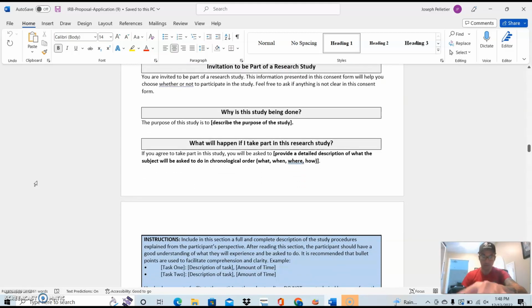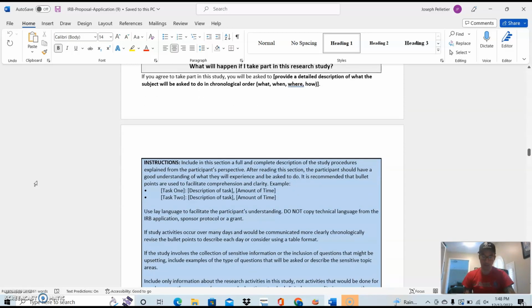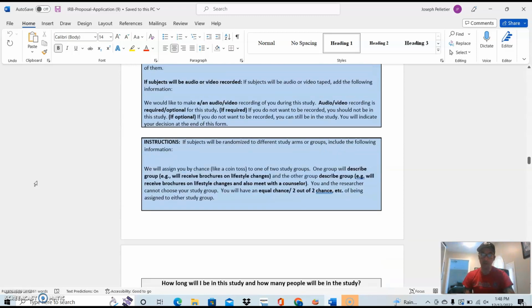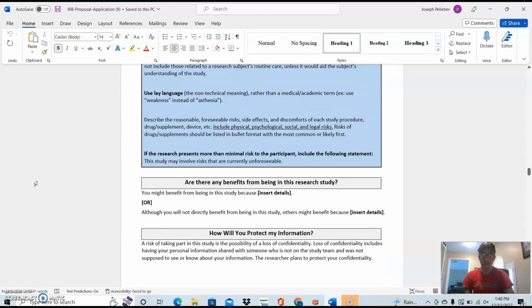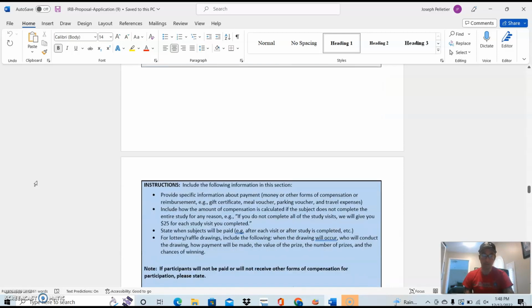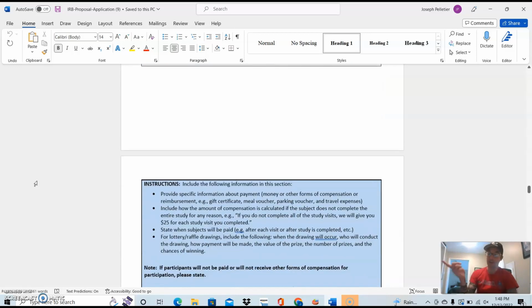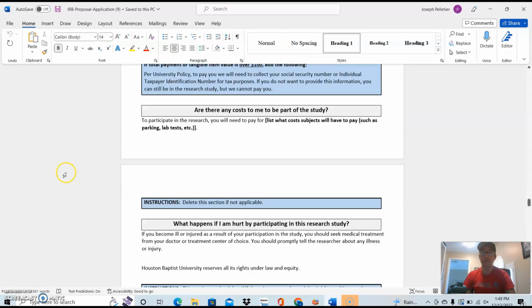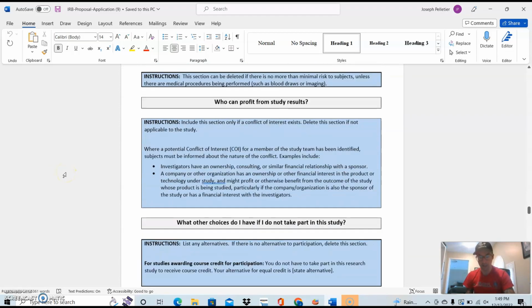So each time you see a subheading, why is the study being done? What will happen? Blah, blah, blah. Answer these. There are instructions in blue. You can delete those once you complete this, right? But just be clear, these all have to be completed because this is the consent form that your participants will need to complete before they participate in your research, regardless of whether or not you're actually having them fill out something pencil and paper or if it's an online survey. This will just be put on a digital form when you go to complete the research. So make sure this is thoroughly answered.